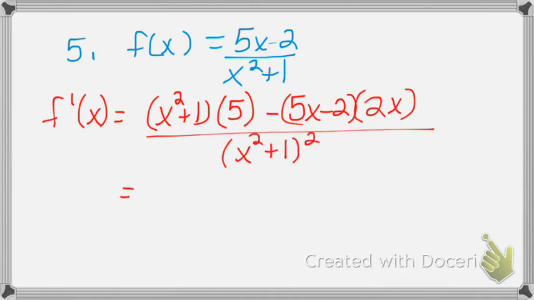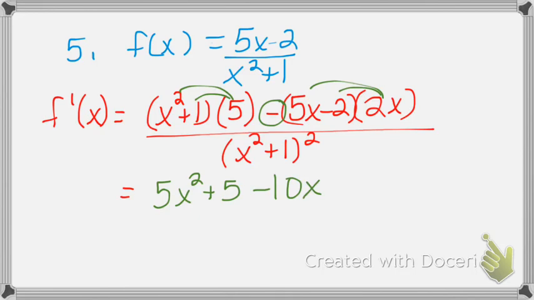Most of the time you do not need to square out the bottom. Most of the time you can leave it like that, or sometimes even things will cancel. So you do not want to square the bottom, but you do need to simplify the top. So I'm going to multiply 5. And then I'm going to multiply this out, and notice that there's a minus there, so I do need to change those signs. So it will be negative 10x squared. If I multiply, that's negative 4x, but change the sign so it will be positive 4x. Leave that alone.